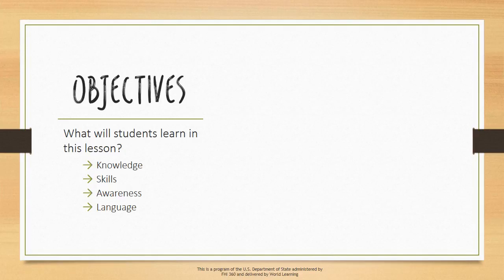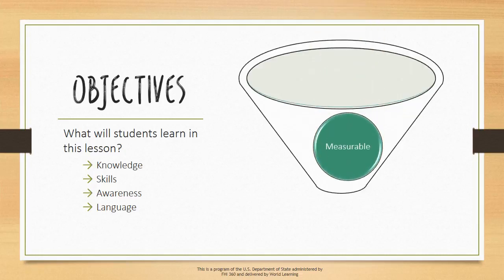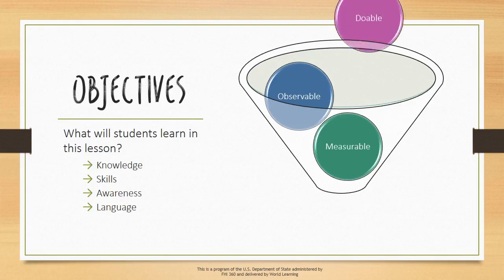In order to know if a lesson's objectives are reached, the objectives need to describe something that can be measured. Because of this, a lesson plan objective should describe behavior that can be observed. Good lesson plan objectives describe what students should be able to do after the lesson, not what they will know.